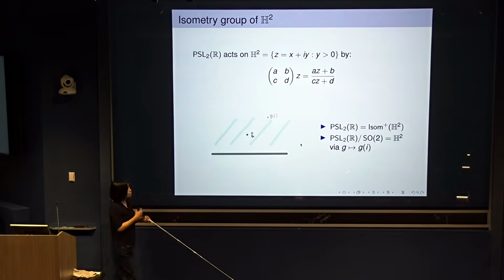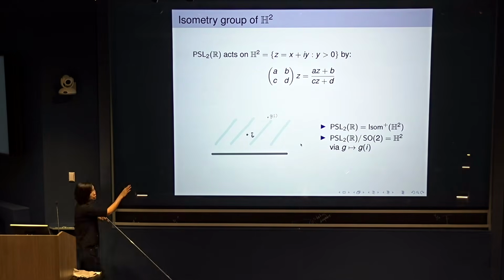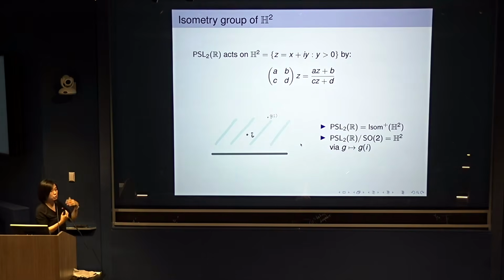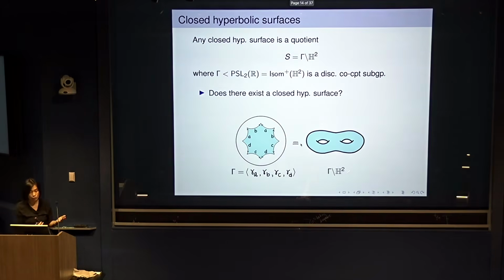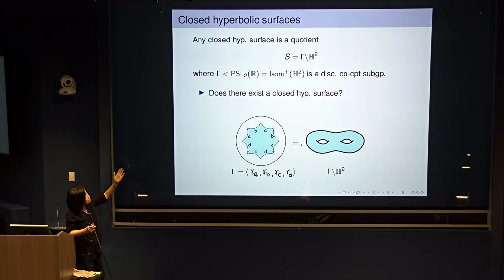So you see, H2 is the quotient of its isometry group divided by SO2. This is what I meant by H2 being almost the same as its isometry group, because SO2 is this small compact subgroup. So up to this compact subgroup, H2 is equal to its isometry group. So now I can go back to the definition of a closed hyperbolic surface. A closed hyperbolic surface is indeed the quotient of H2 by Gamma, where Gamma is any discrete co-compact subgroup of its isometry group, which is PSL2R. Okay, so this is the closed hyperbolic surface.